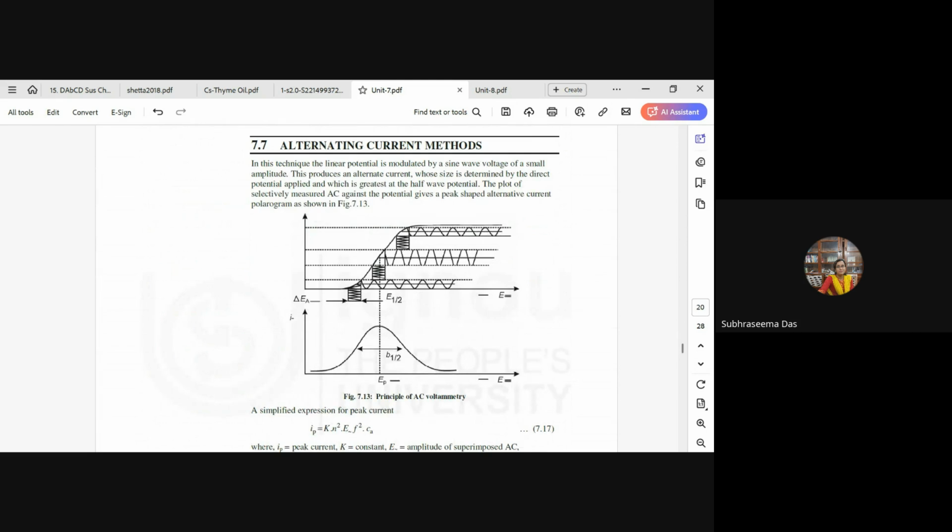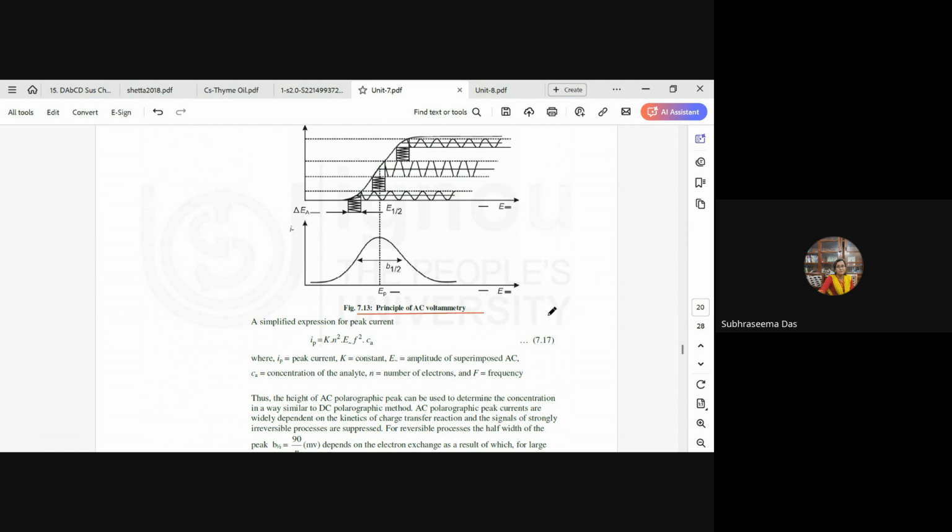Then coming to the alternating current methods. In this technique, the linear potential is modulated by a sine wave voltage of small amplitude. This produces an AC whose size is determined by the direct potential applied and which is greatest at the half wave potential. So the plot of the selectively measured AC against the potential gives a peak-shaped alternating current polarogram, as shown in figure 7.13.